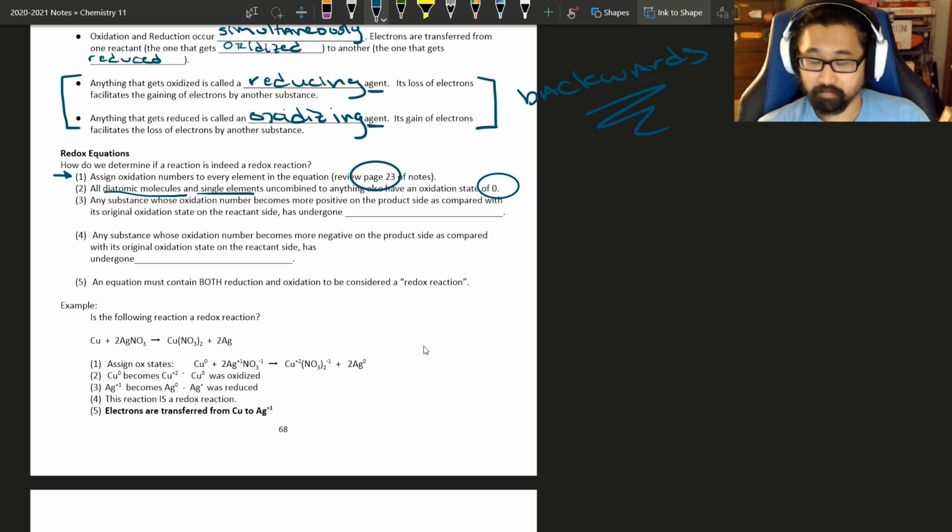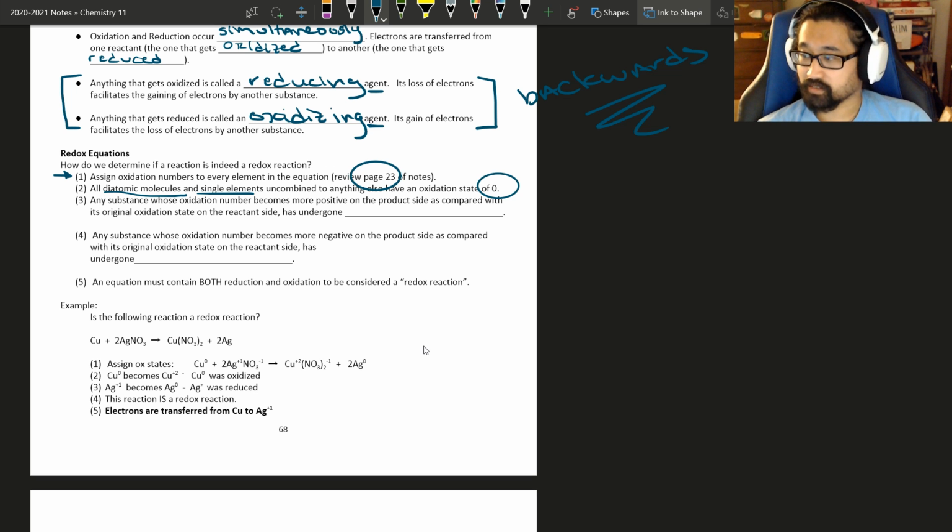Okay? So I have to assign oxidation states to everything. If it's a diatomic or it's on its own, it has a state of 0. So I look on the reference table. If it's combined with something, I will look at what it says. If it's not combined with something, I will write a 0.